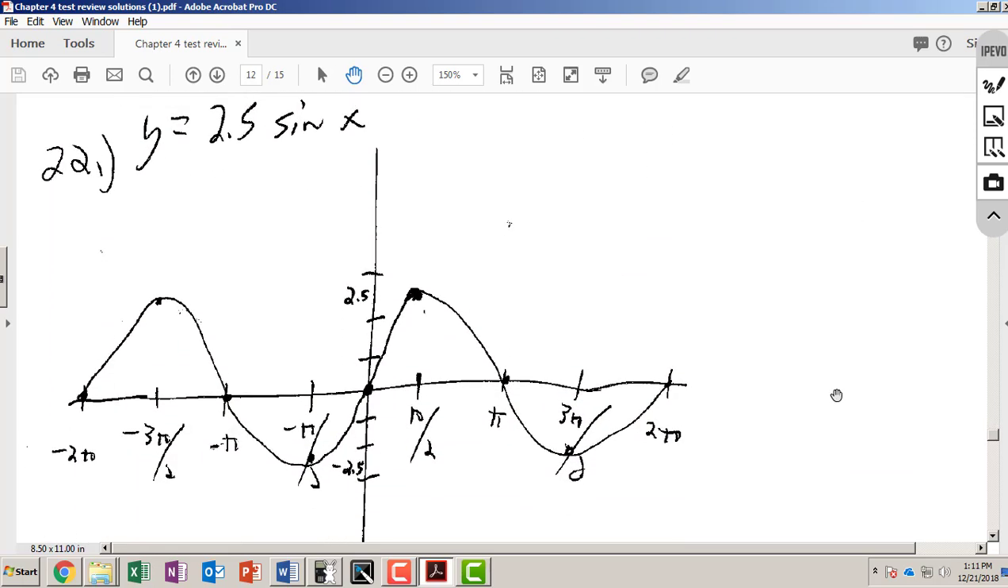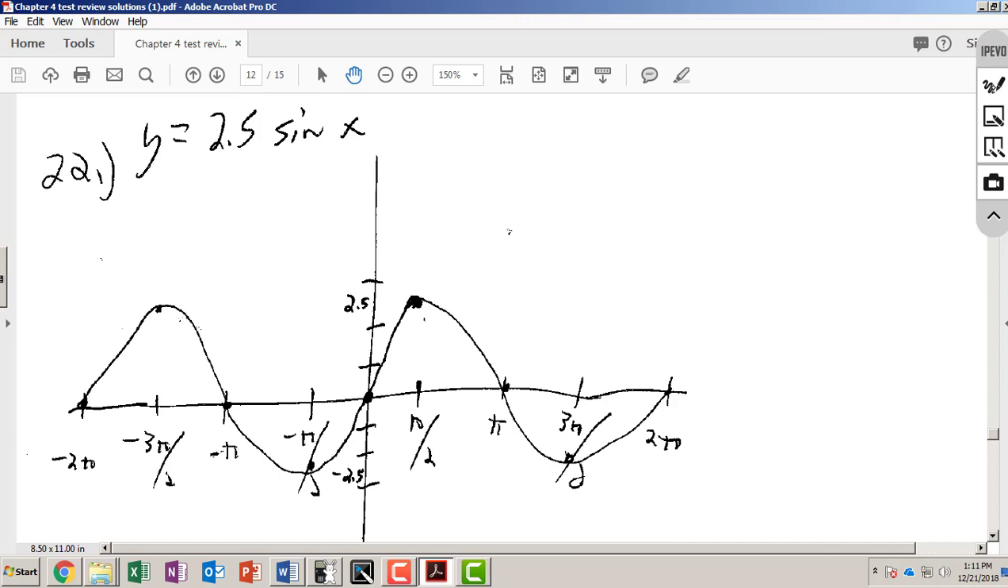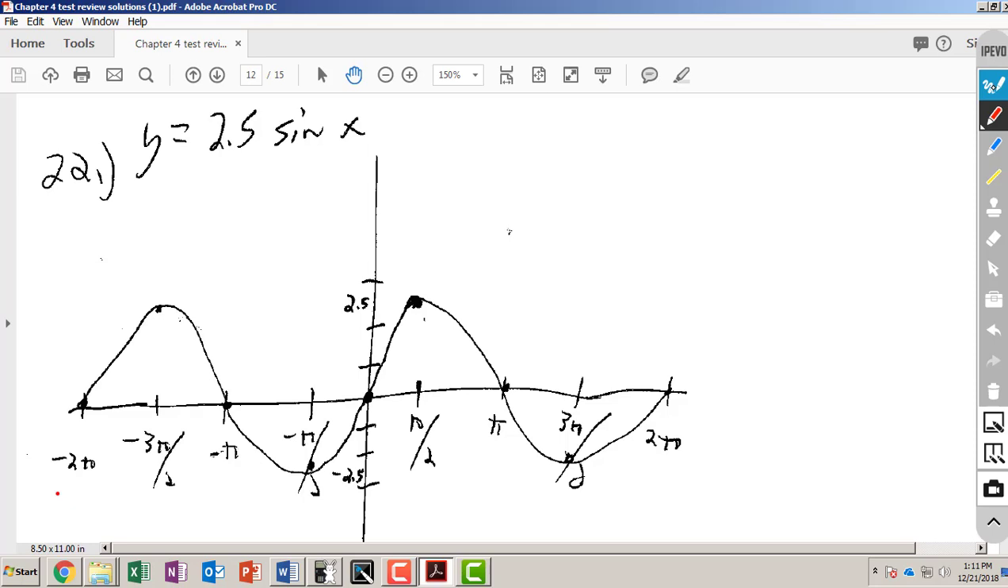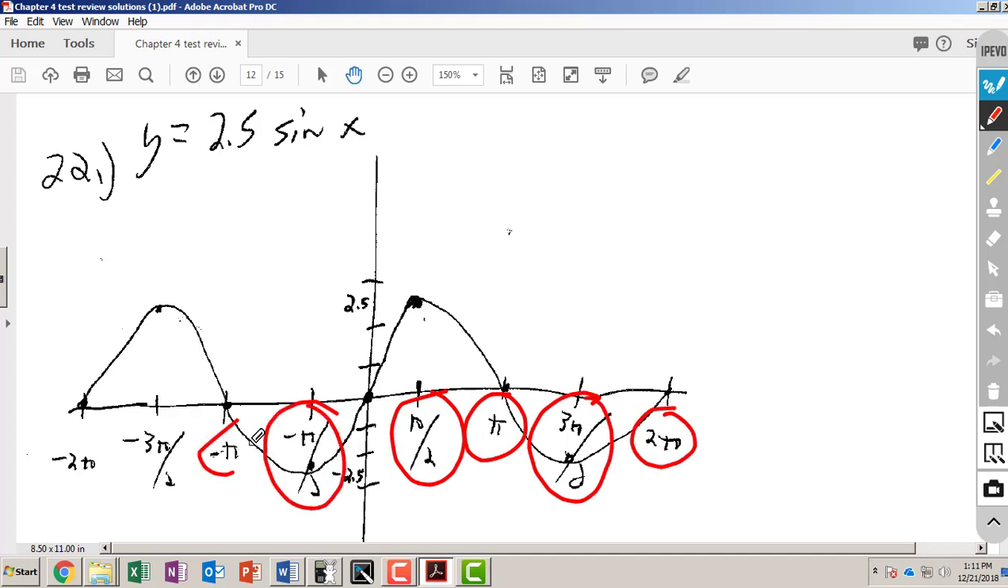Again, number 22 wants me to graph y equals 2.5 sine of x. The very first thing I do is check to see if my main points along my x-axis changed. That's a 1, so that means all my main points stay the same. Notice it's pi over 2, pi, 3 pi over 2, and 2 pi. And I put in my negatives: negative pi over 2, negative pi, negative 3 pi over 2, and negative 2 pi.